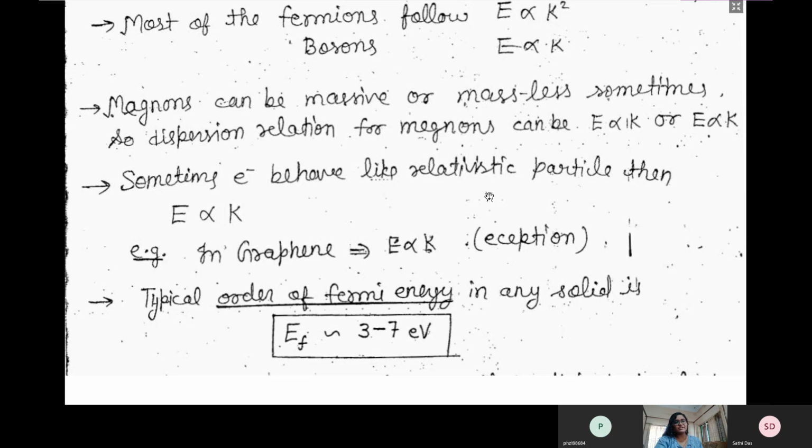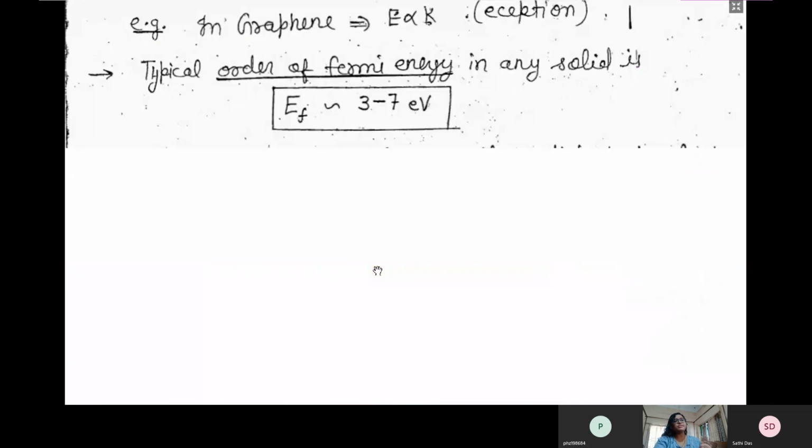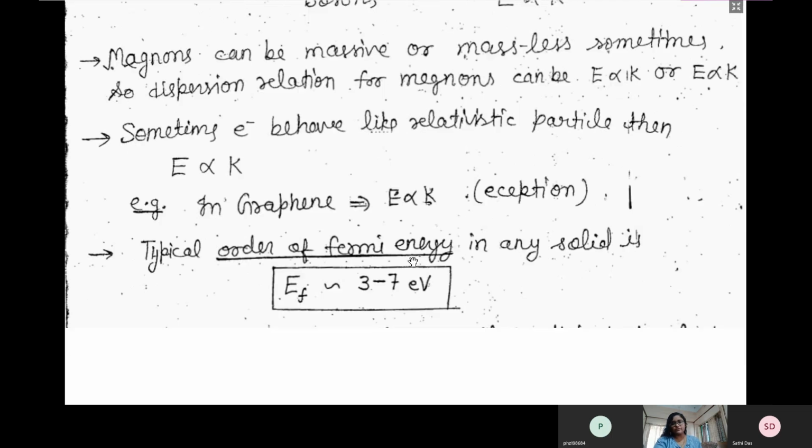If an electron behaves like a relativistic particle, then E is proportional to k. We have already found the relativistic energy, and we have already found the density of states for relativistic particles. But in graphene, E is proportional to k. Also, you don't have to remember these relationships. In examination, they will give you the dispersion relationship, but if you wish to remember this kind of dispersion relationship, in case the examiner misses mentioning it, then you can remember it and it will be helpful for you.